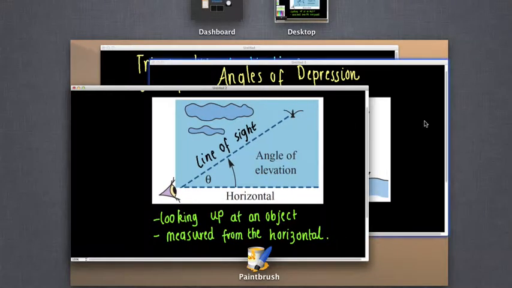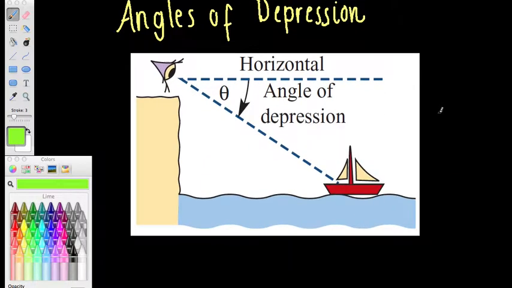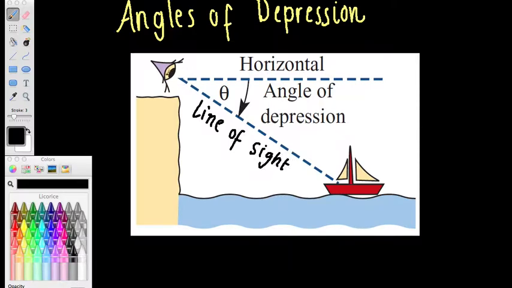Okay, let's go back to angle of depression. Notice that this time the eye is up here and the line of sight down there is looking down at the object. This time the person is higher than the object, they are looking down at it. What we can do is draw a horizontal out from where that person is, and the angle of depression will be measured from that horizontal down to the line of sight, like we have here.